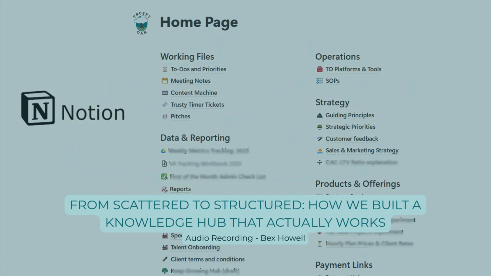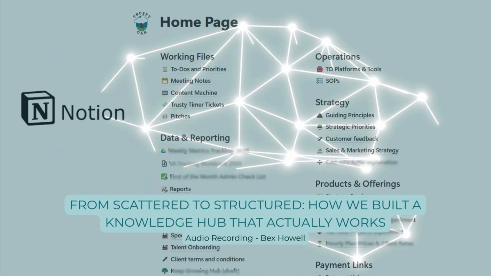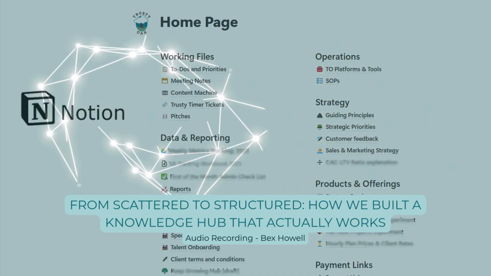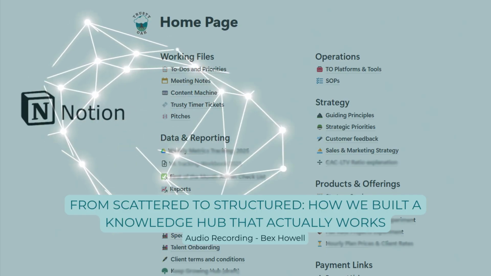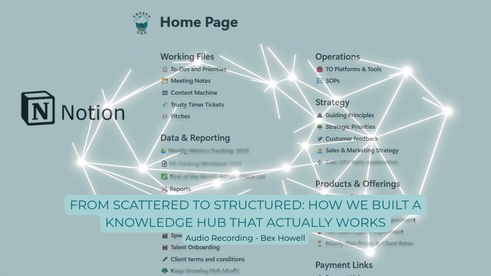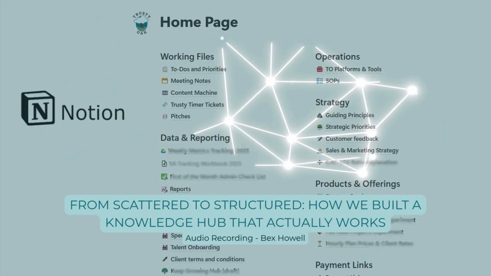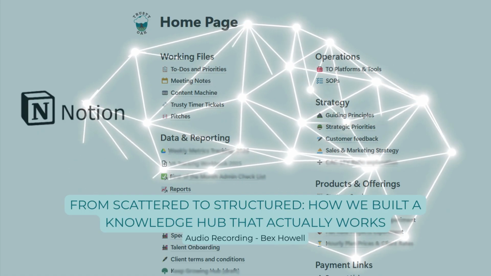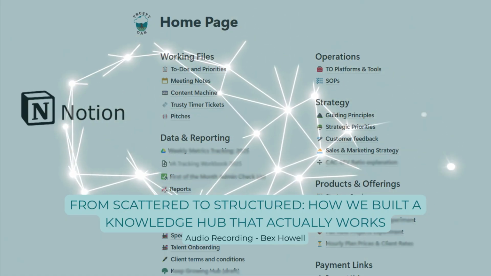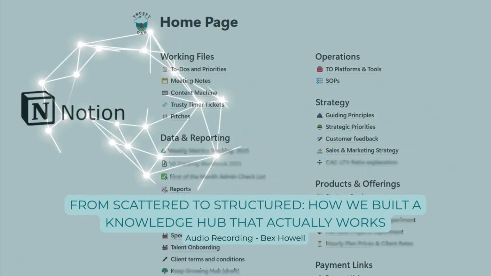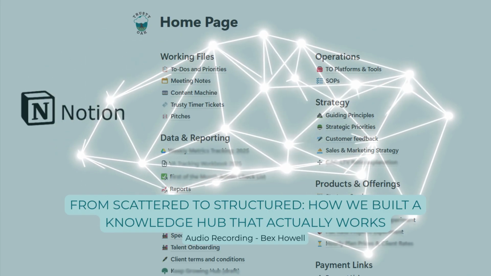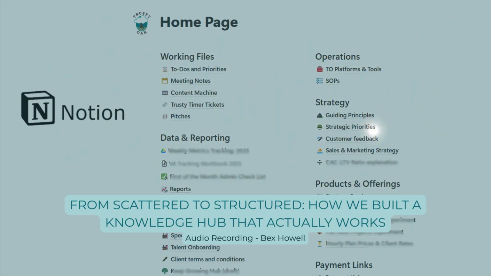And here's where this all comes together for business owners who want to delegate effectively. When everything you need to run your business lives in your head, delegation becomes nearly impossible. You spend more time explaining and re-explaining than you would just doing it yourself. But when you have a system like this, a shared brain where knowledge lives and processes are documented, delegation becomes dramatically easier. Here's the transformation.